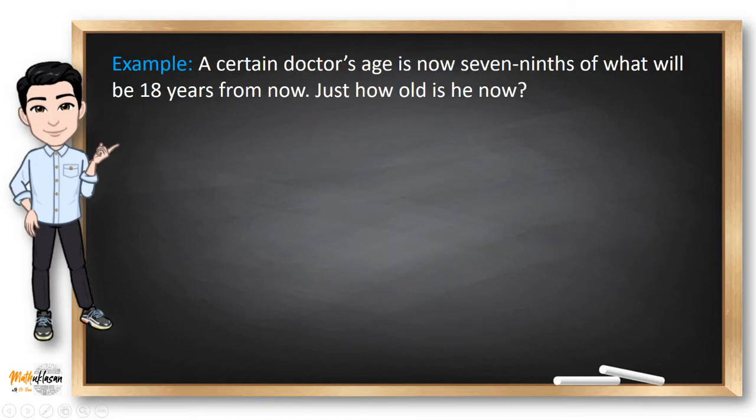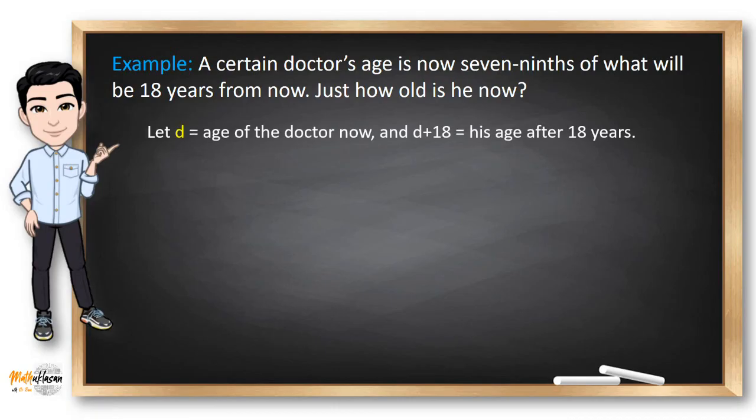A certain doctor's age is now 7/9 of what it will be 18 years from now. Just how old is he now? Let D be the age of the doctor now, and D plus 18 his age after 18 years.